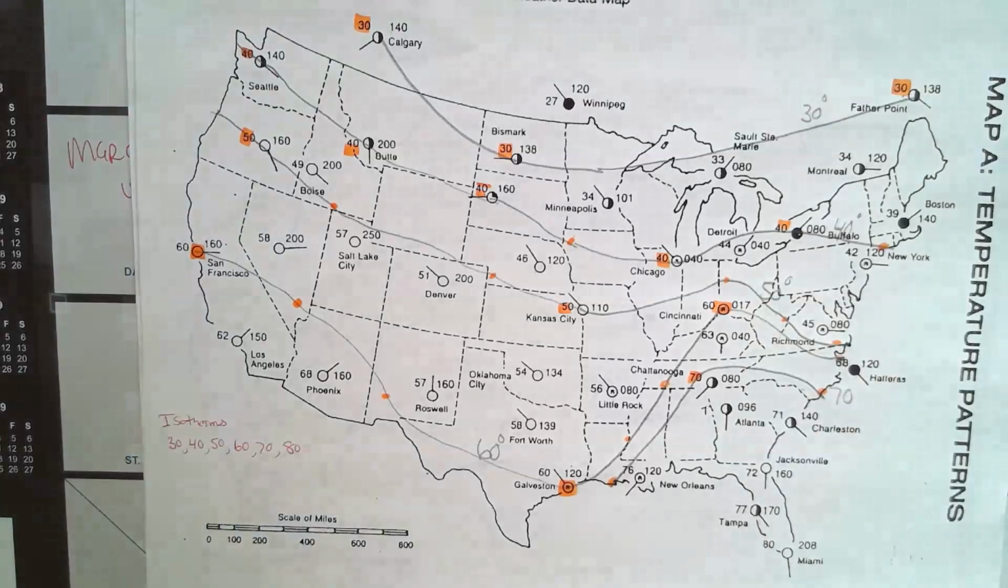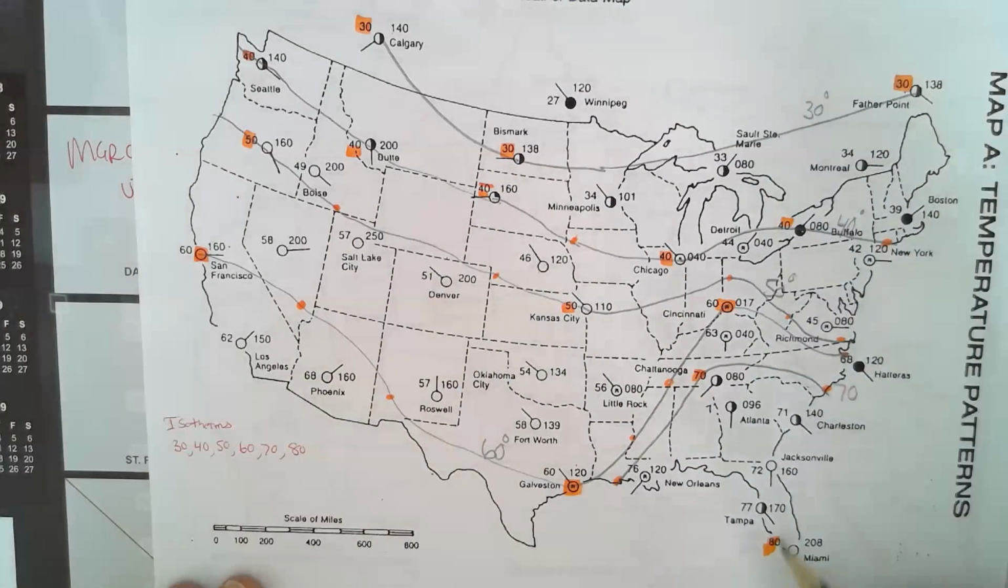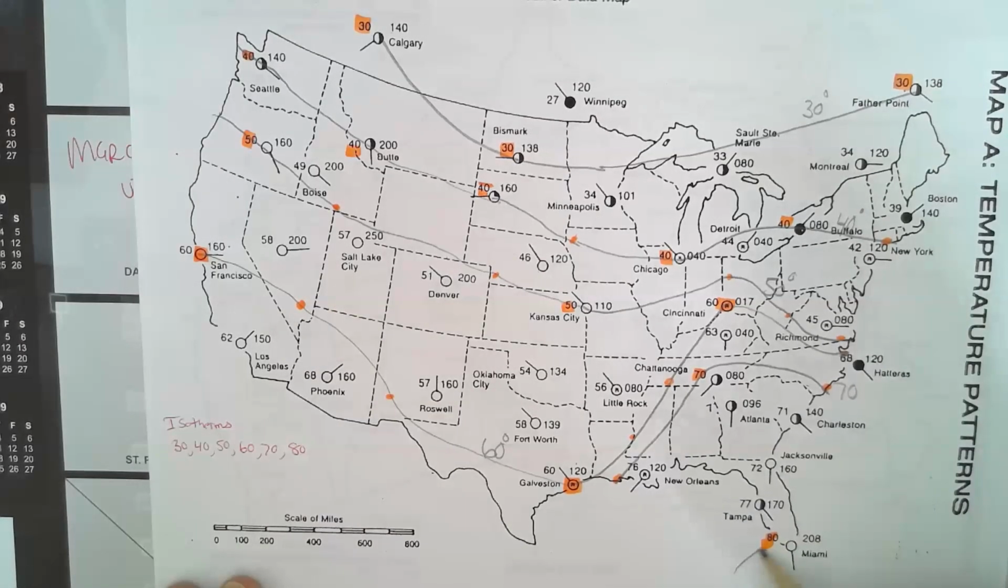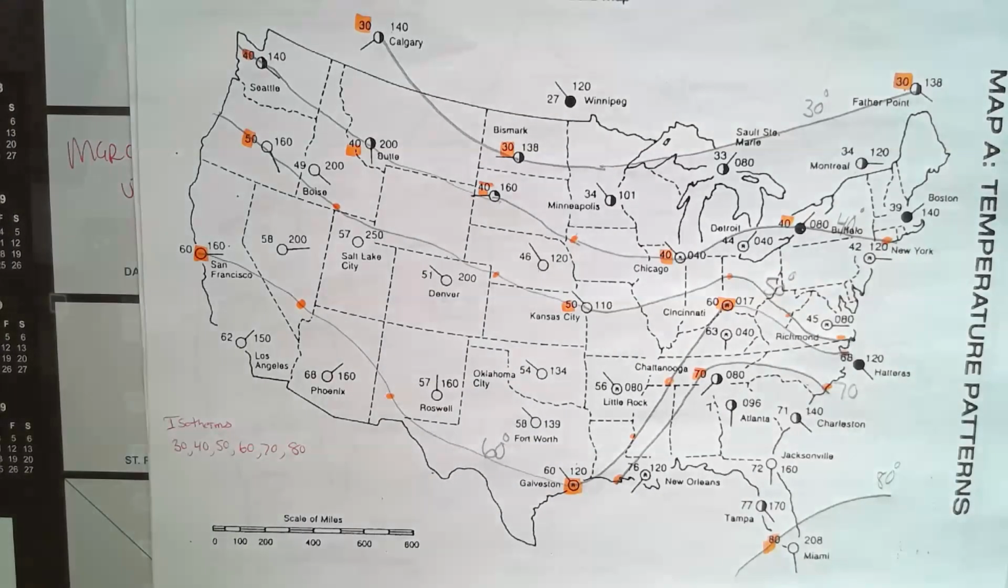And then lastly, I have an 80-degree line. I only have 80, which is on here, and it's kind of going through Miami, going through Florida. So I would just draw a line going through there, and that would be my 80-degree line. And that's it. So now, as you can see, my lines go from north to south. I can see the trend. It's a lot colder in the north, and as I go south, it gets a lot warmer.